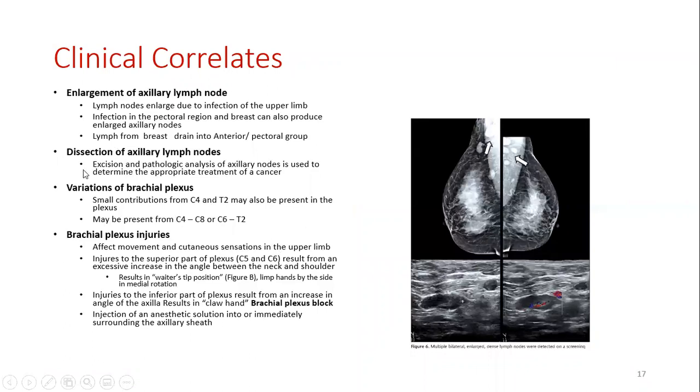Animation. Dissection of axillary lymph nodes, excision, and pathologic analysis of axillary lymph nodes is used to determine the appropriate treatment of cancer. Okay, so this is a thing that comes up with cancer where if you suspect it in your patient and you're worried about it, or if a patient has some sort of mass as well as an enlarged lymph node, and this is going way more into surgery, so I'm going to try and pare it down. But the surgeon will dissect out lymph nodes to try and stage the cancer.